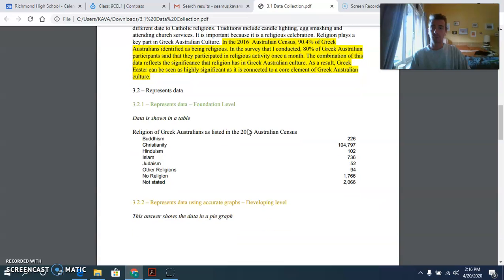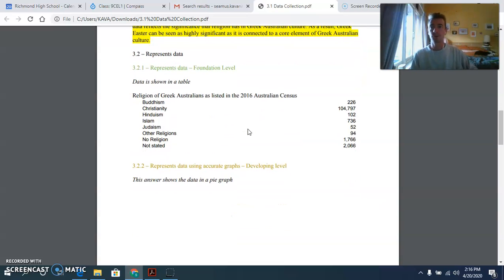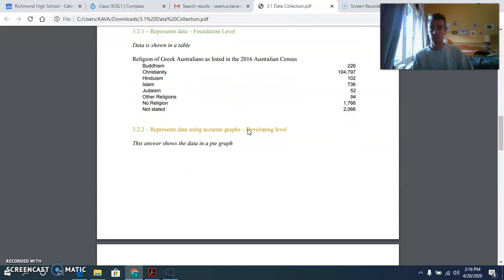Now we'll look at 3.2, which is represents data. So 3.2.1 represents data at the foundational level. Data is shown in a table. So you've got here the religion of Greek Australians as listed in the 2016 Australian census. So you've got the number of Greek Australians that follow each given religion. So you've shown it in a table. So simple steps there. You've got the data represented.